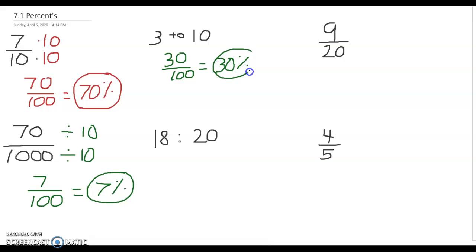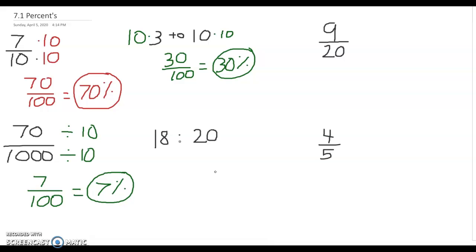Now if you missed how I did that, you figure out how to get this to 100. So you multiply this by 10, and then you multiply the 3 by 10. That's how we got the 30 over 100. Same thing down here. Now you have to get 20 to 100. So obviously it can't be 10. So how do we get 20 to 100?